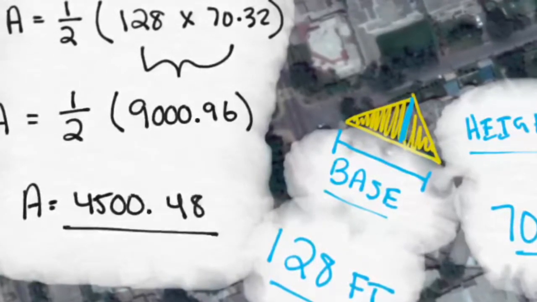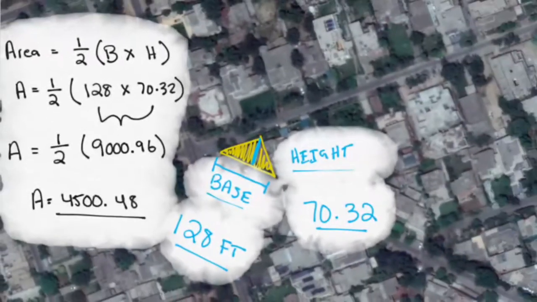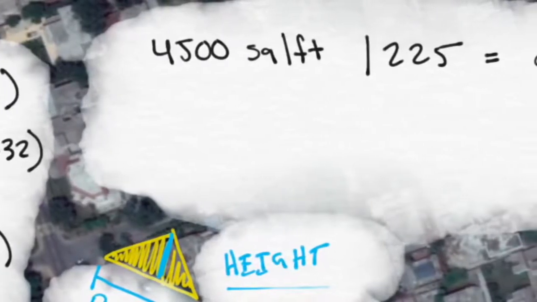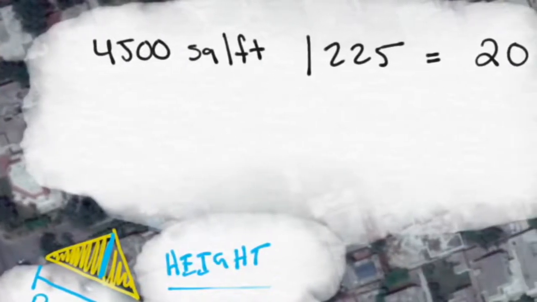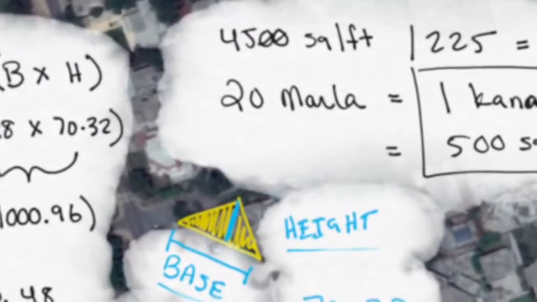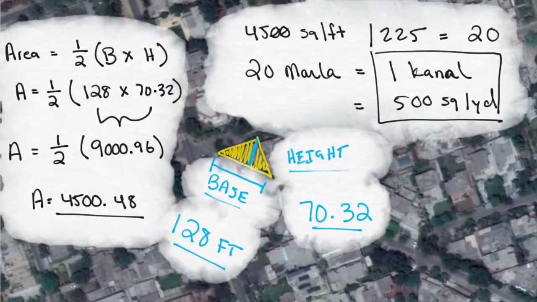We're going to go ahead and ignore the 0.48 for now and round it down to 4,500. 4,500 square feet divided by 225, remember 225 is 1 Marla, is equal to 20. Now we have 20 Marlas, which is 1 canal and 500 square yards. So now you know how to calculate the area of a triangle.